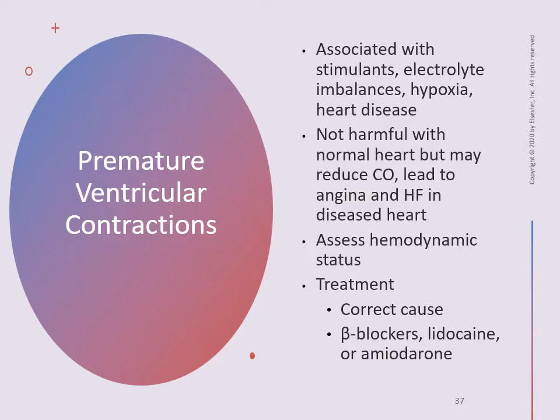Now let's look at some ventricular dysrhythmias. The first one we're going to talk about is premature ventricular contractions. They usually are associated with some kind of stimulus, could be electrolyte imbalances, hypoxia, heart disease, response to medications, something like that. They're not normally harmful. In fact, almost everybody's had them at some point in time, but they can reduce cardiac output, lead to angina and heart failure if the heart is diseased. We want to watch their hemodynamic status and then, of course, correct any causes that we may see.